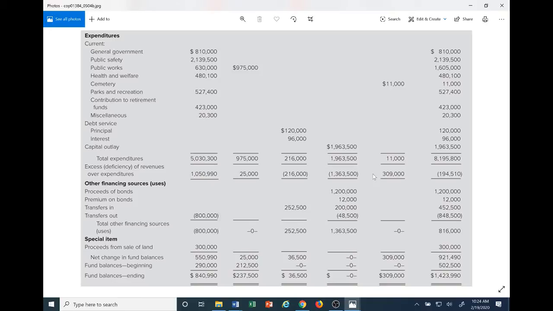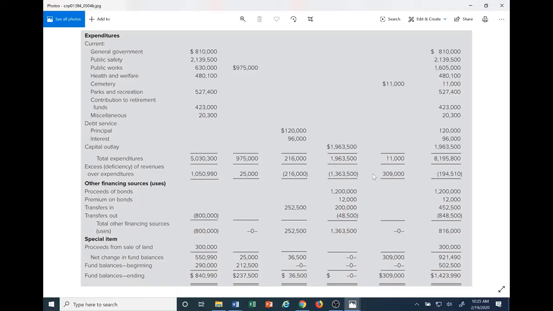And then notice we have our total column. Simple, right? Not bad. And the last thing we have, remember special items? So what is a special item? Something that's out of the ordinary for a government to get. Right, but it's still what? It still has to do with the government. It's still within their control. It has to do with the government, but it's out of the ordinary course of business, but it's still within control, right? And as we can see here, proceeds from the sale of land.